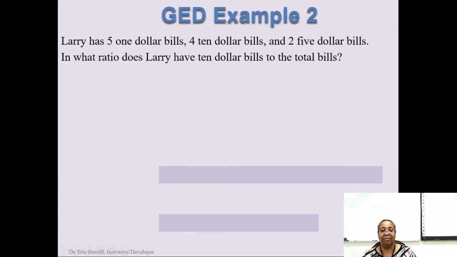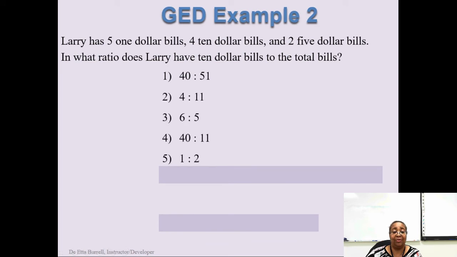Here's another example. Larry has 5 $1 bills, 4 $10 bills, 2 $5 bills. What is the rate? In what ratio does Larry have $10 bills to the total bills? So first we have to make sure that we focus on the question. How many $10 bills compared to the total bills?